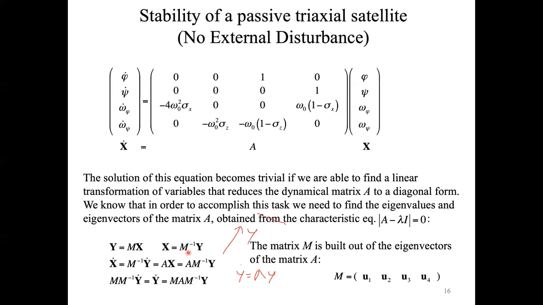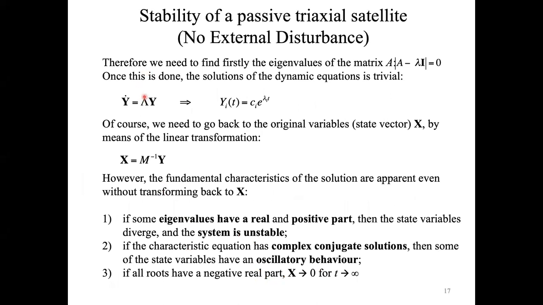y dot is equal to M, so the eigenvector matrix, times A times the inverse of the eigenvector matrix, times y. So in the next slide, you can easily see that this matrix here is the eigenvalues matrix. So we are able to transform the matrix from A, which is not diagonal, to a matrix that is lambda.